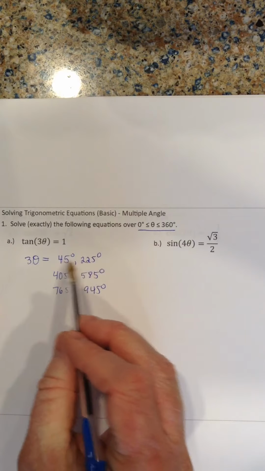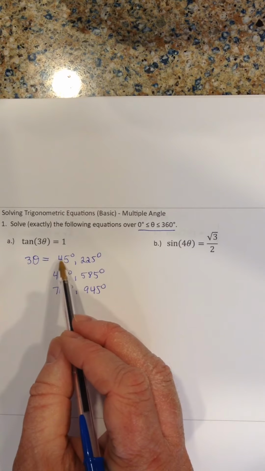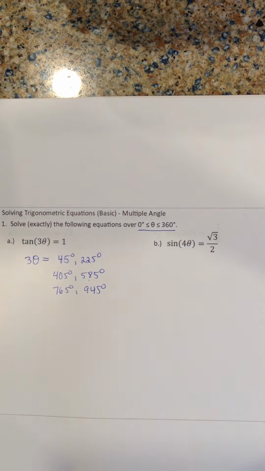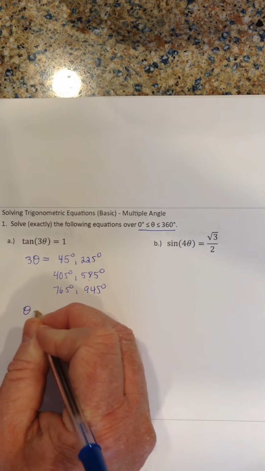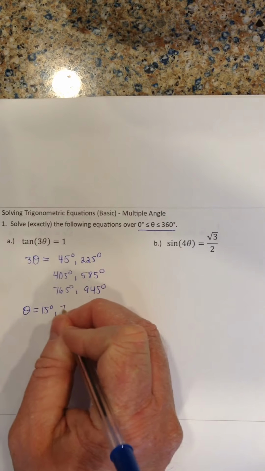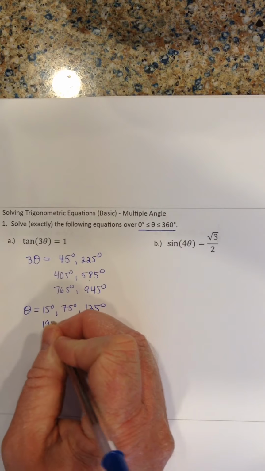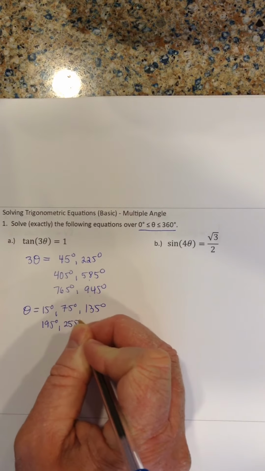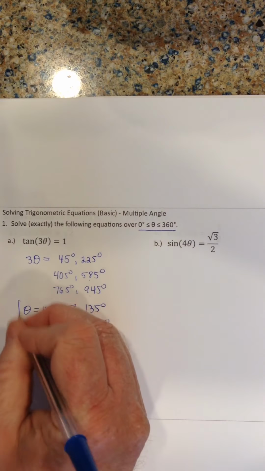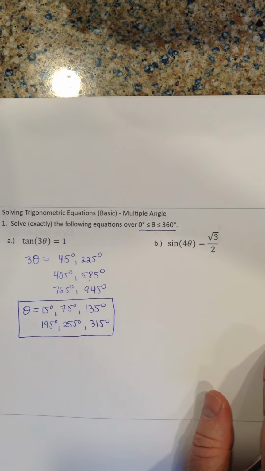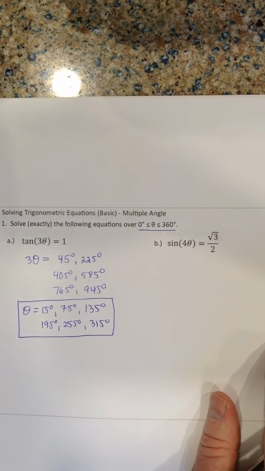Since there were 2 initial angles and there was a 3 theta, I'm going to multiply 2 times 3 and get 6. That gives me my 6 angles. Okay, now I'm going to divide each of those by 3. And that gives you your 6 answers. If you substitute each of those angles into my equation, tan of 3 theta equals 1, it would solve the equation and give you the right answer.